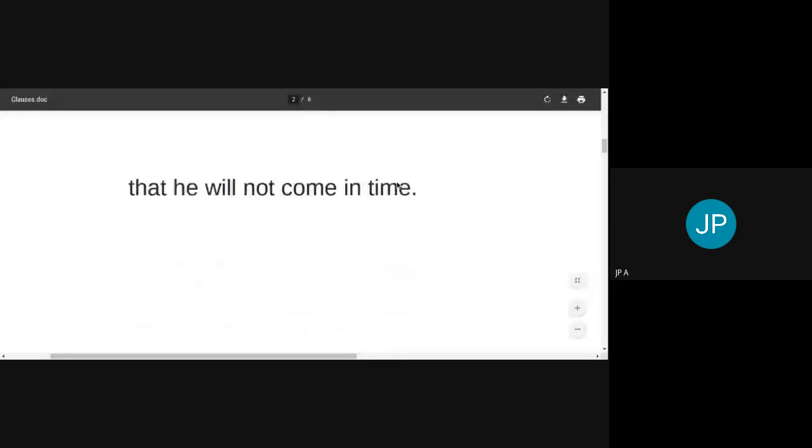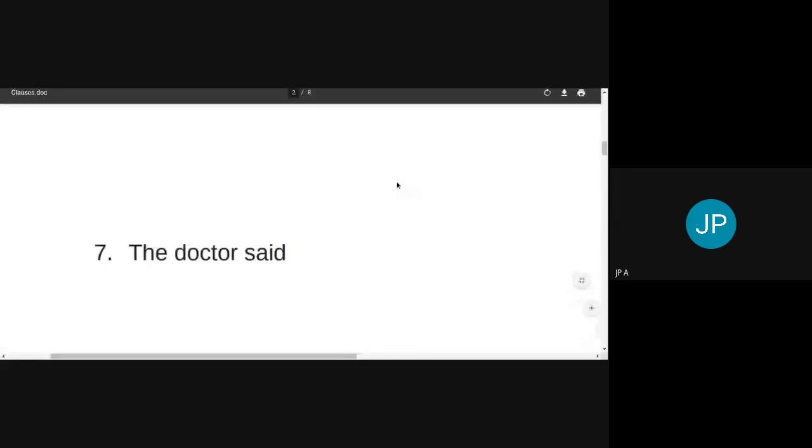Everyone feels that he will not come in time. The doctor said. There we can use that. That can be used here. The doctor said that you should stop smoking, or that the patient will soon recover.